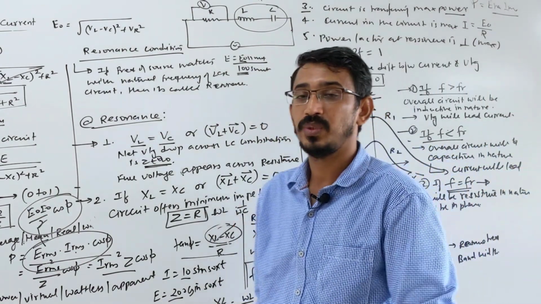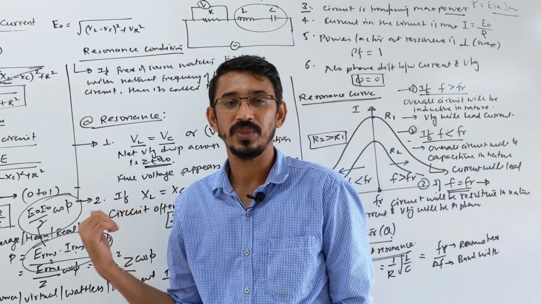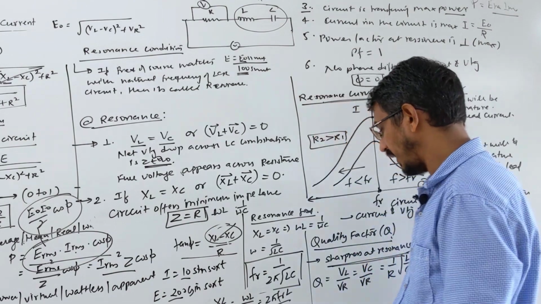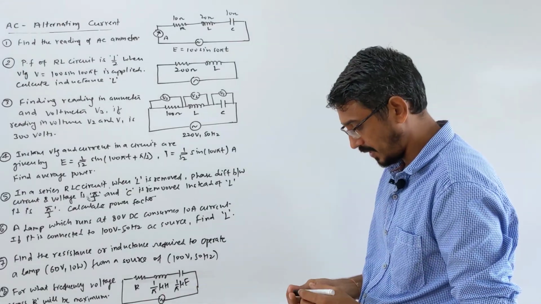So this is all the theoretical part. Resonance in parallel is also possible, but not for NEET students. So now we will solve some questions on this, then we are done with the AC chapter. Here we have a few questions for practice. Let's see how to solve them.